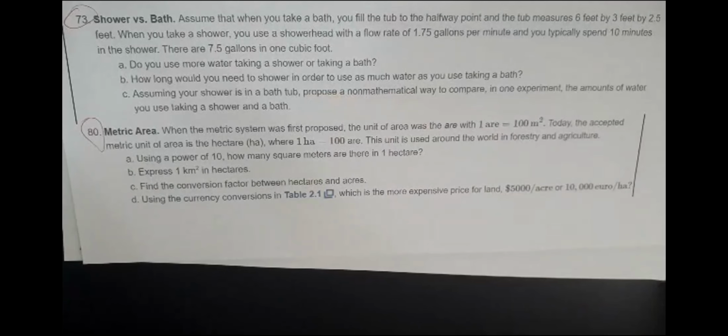So when you take a bath, you fill the tub to the halfway point, and the tub measures 6 feet by 3 feet by 2.5 feet. When you take a shower, you use a shower head with a flow rate of 1.75 gallons per minute and spend 10 minutes in the shower. There are 7.5 gallons in 1 cubic foot. Do you use more water taking a shower or a bath?